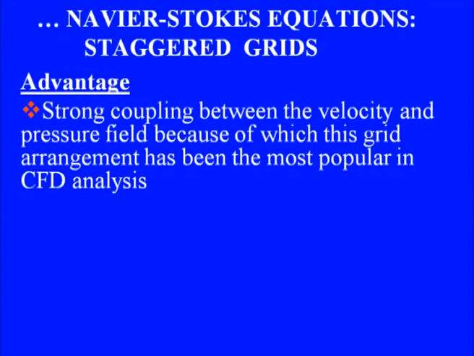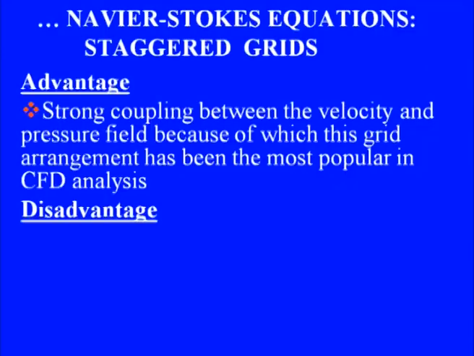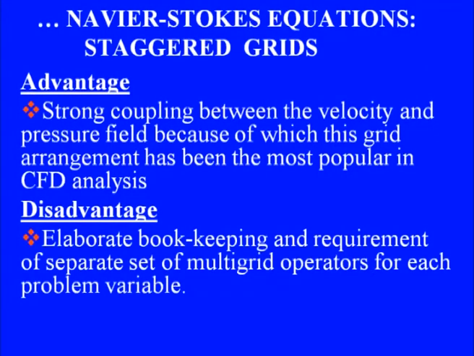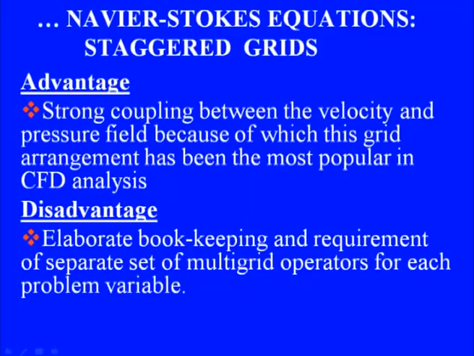velocity. The advantage I just mentioned, that there is strong coupling between the velocity and pressure field, because of which this grid arrangement has been the most popular in CFD analysis. And the disadvantage, we have to do elaborate bookkeeping, and if you want to use multi-grid for the solution of each of the flow variables, then we have to maintain separate sets of multi-grid operators.